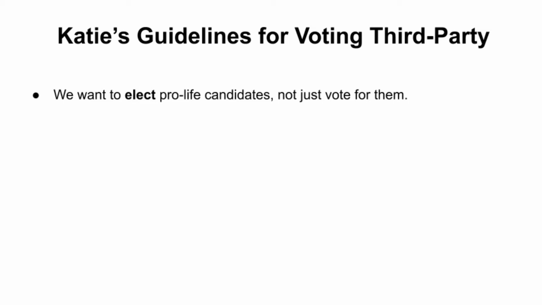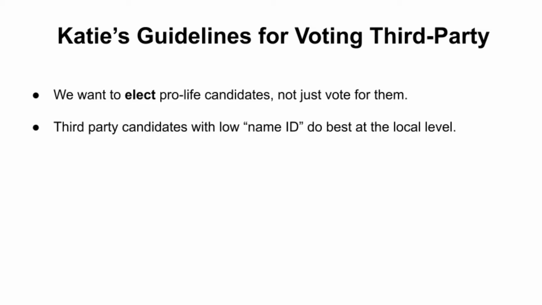So third-party candidates with low name ID can do better at the local level because they can network more with people in their area. It's easier for them to run that campaign and get their name out there. They don't have to try and compete with the candidates that have all the funding and all the endorsements and everything. They can compete at a different level. That can get them in the game and get them some reputation, some record, so that they can potentially later on run for higher office.